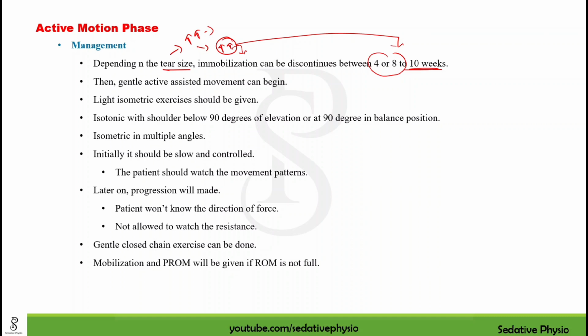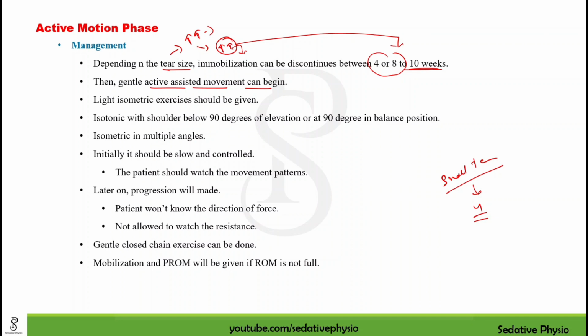Like if there is a very small or partial thickness tear, if there is a small tear, we can just remove the immobilization. We can mobilize the patient even after 4 weeks. We can just remove the sling. Immobilization can be discontinued. Okay, so it will always depend on the size of the tear. Then only we will go for the gentle active assistive movement, right?